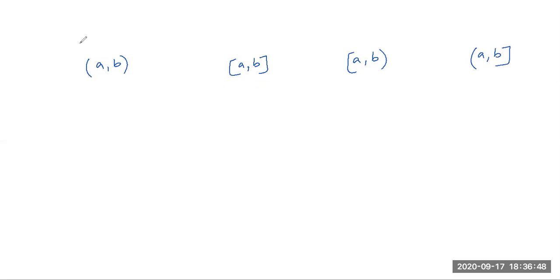So let's say these are number lines. For (A, B), both open, I'll represent A by a small circle, and I'll also represent B by a small circle. So obviously all the numbers fall in between them. Am I right?